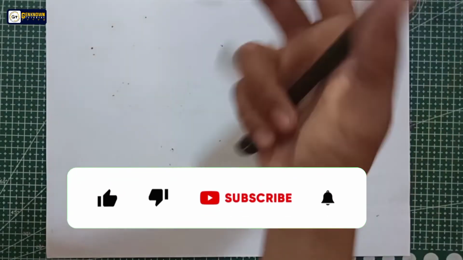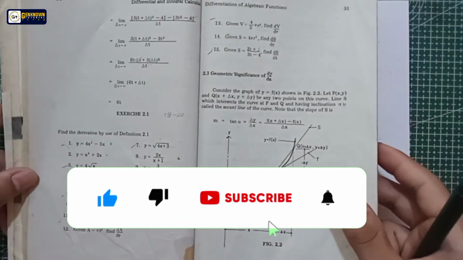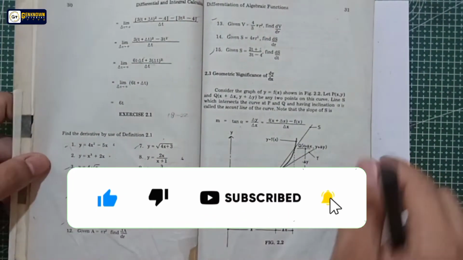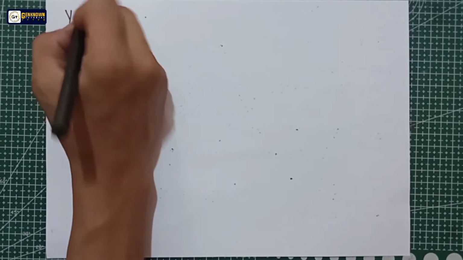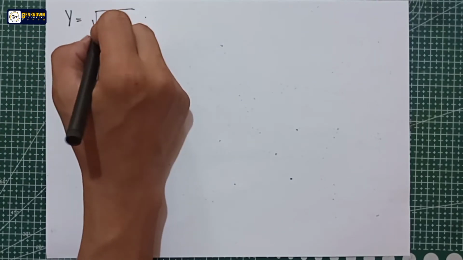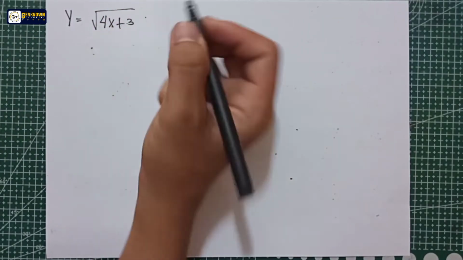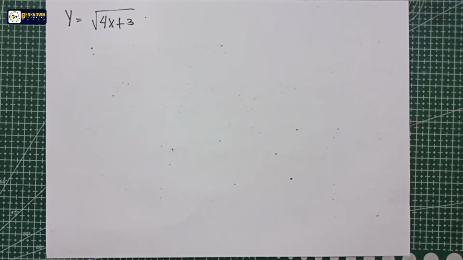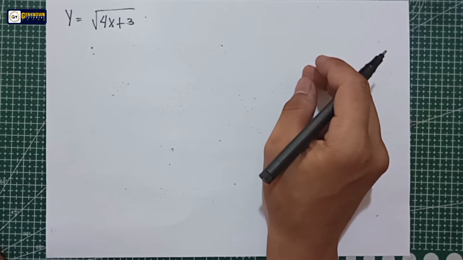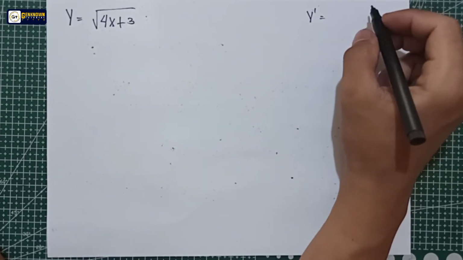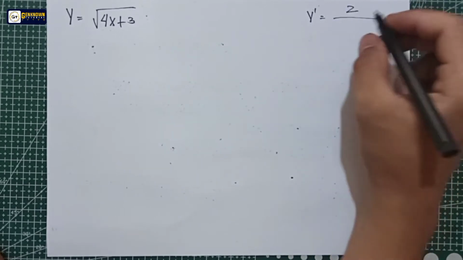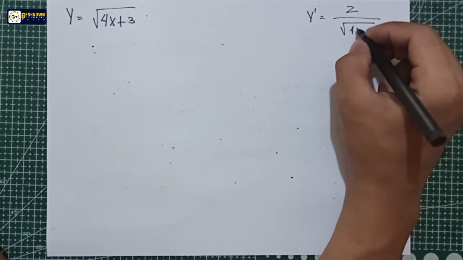Okay, we are now in number 7 of exercise 2.1 or problem sets in the long method derivative. In number 7, we have y is equal to the square root of 4x plus 3. For numbers 1 to 6, I will put the link in the description box. By the use of the short method, the answer must be 4 over 2, so the answer must be 2 over the square root of 4x plus 3.